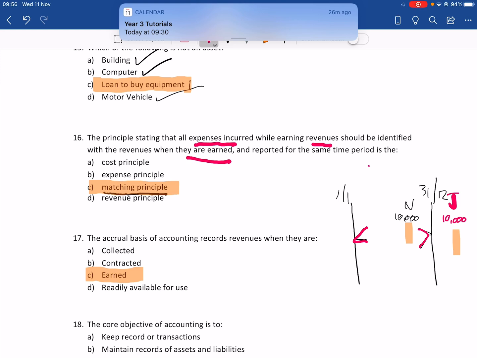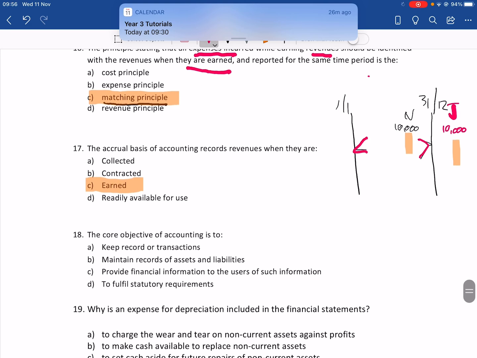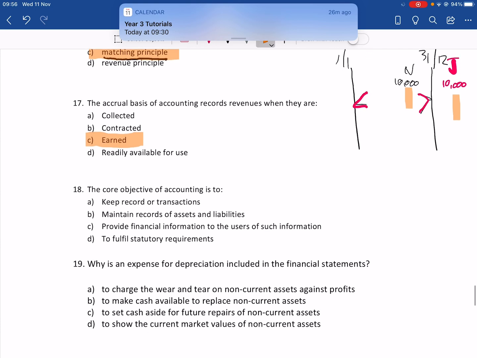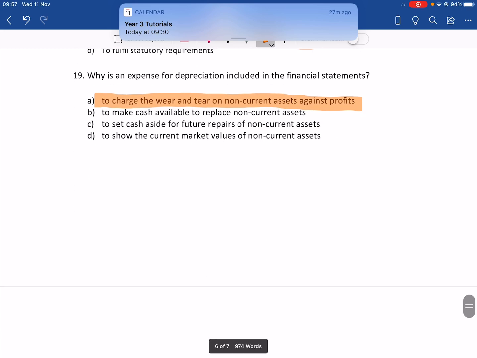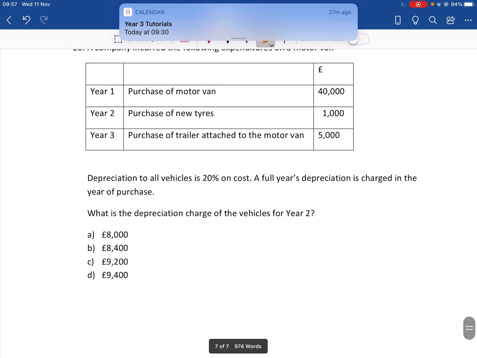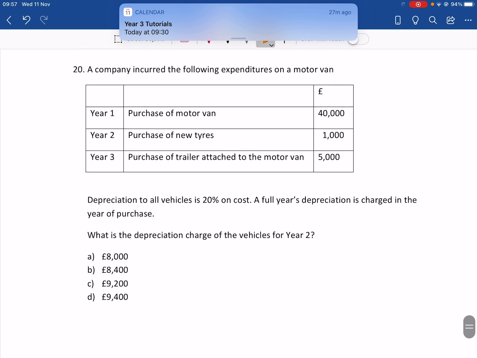So matching them. Number 18, again done a few times, the core objective of accounting should be a banker for you. The core objective of accounting is to provide financial information to the users of that information. You should know depreciation by now, so depreciation is the wear and tear of your non-current assets against any profits.